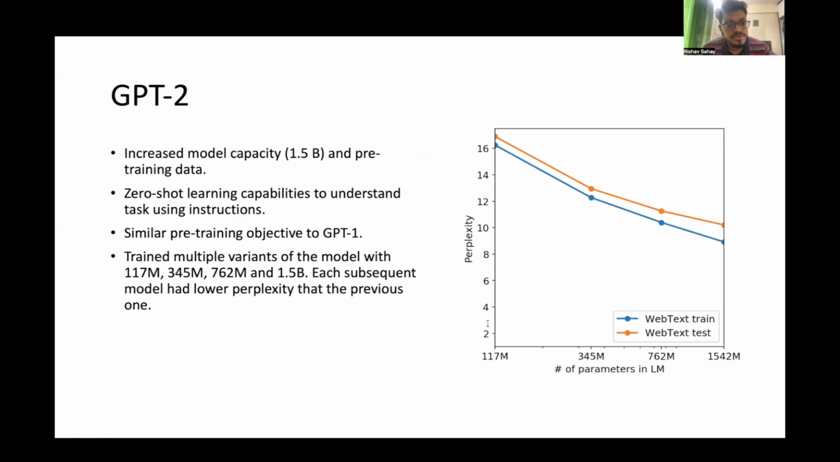OpenAI trained various variants of the model with different parameter sizes: 117 million, 345 million, 762 million, and 1.5 billion. They noticed that each subsequent model leads to lower loss and perplexity than the previous one on both the test and the train set. The same has been depicted in this plot here. As they increase the model size, they see a consistent decrease in perplexity.